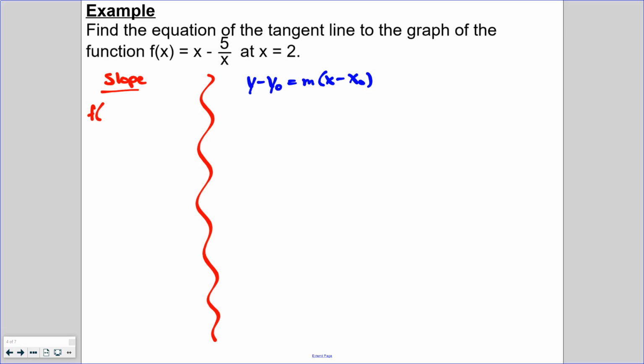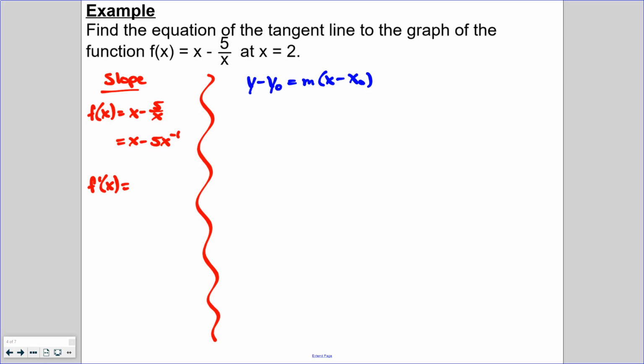But before we do that, we need to rewrite this a little bit because we have not learned the quotient rule yet, so we don't know how to take the derivative of a fraction that has a variable in the denominator. But fortunately, we can rewrite it, so we know this is going to equal x minus 5 times x to the negative first power. And again, all we did here was we just rewrote it. We have not taken the derivative yet. That's our next step. So we can take the derivative.